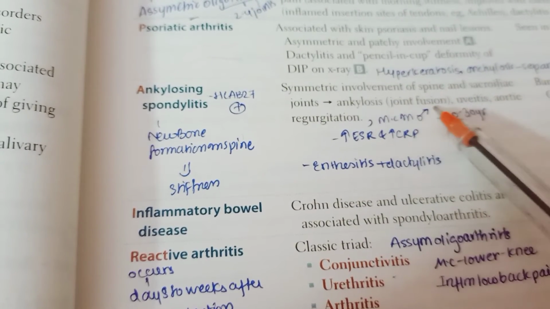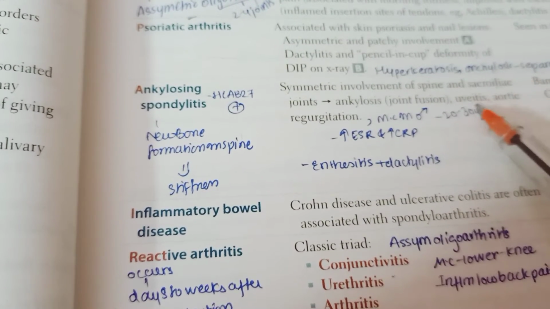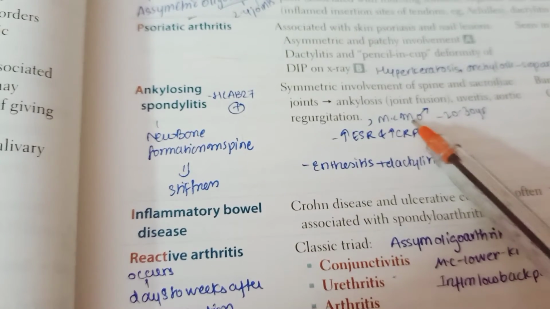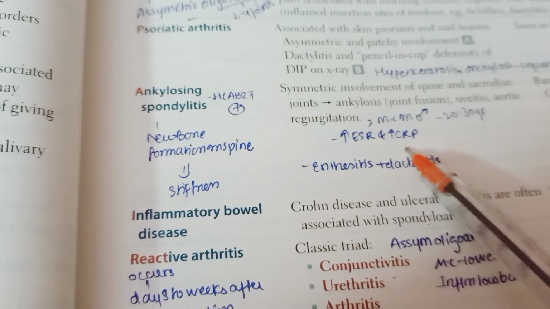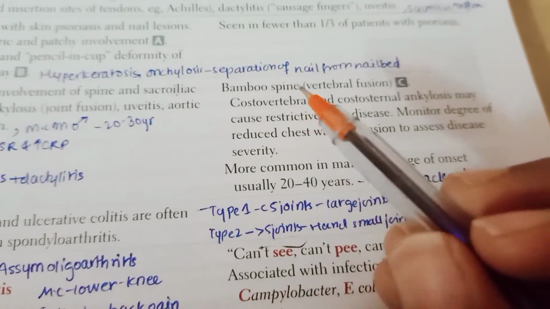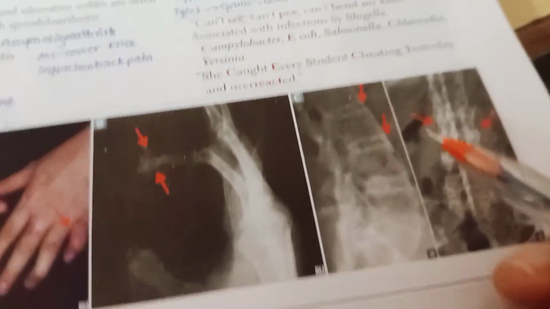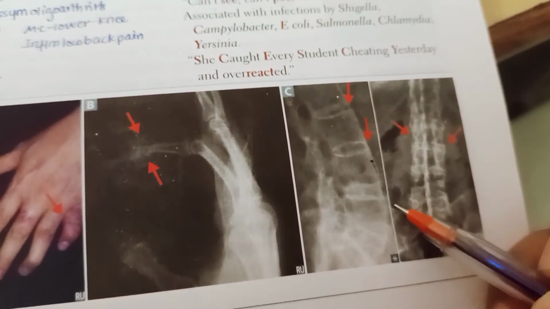So ankylosis is joint fusion. It will lead to uveitis, aortic regurgitation. It is most commonly seen in males of 20 to 30 years. Here the ESR and CRP are increased. Here also you can see enthesitis and dactylitis. And one more thing is bamboo spine is characteristic. Bamboo spine is characteristic of this disease.